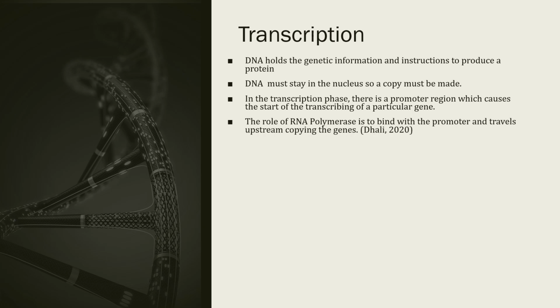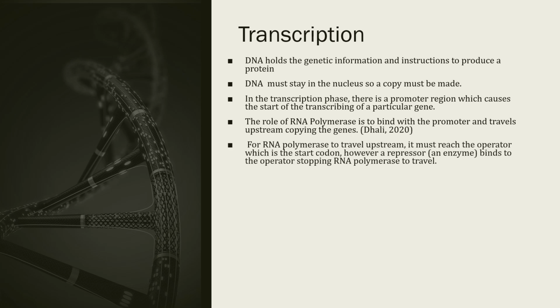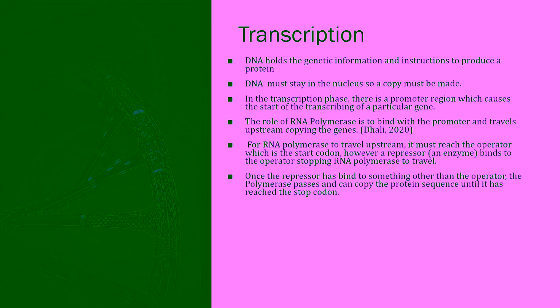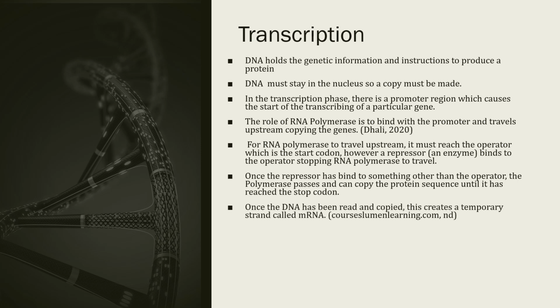But before RNA polymerase can travel upstream, it must reach the operator, which is the start codon. However, an enzyme called a repressor blocks the movement by binding to the operator. The repressor must bind to something other than the operator to allow RNA polymerase to pass through and copy the protein synthesis until it reaches the stop codon. Once the DNA has been read and copied, a template strand is made called mRNA.